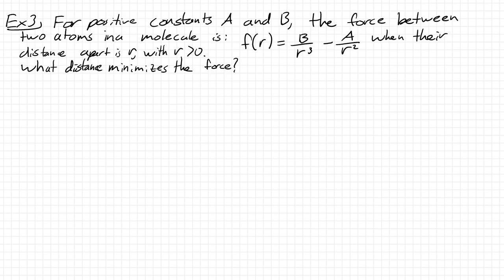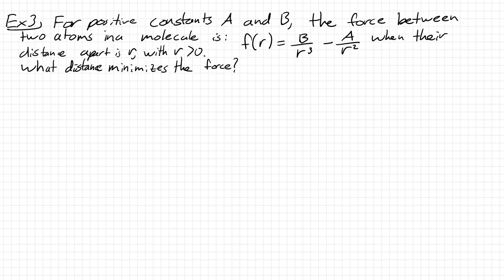So this is the function. There's some kind of constants b and a, so this really defines a family of functions depending on what the b and a are, which they're going to be different for different atoms and different molecules, I assume. And their distance apart is r. We don't have units, so it represents some kind of, I don't know, microns or angstroms or some very small amount of distance, and that has to be positive. And we want to know what distance minimizes the force. That's a thing that would help a physicist or a chemist figure out the shape of a molecule.